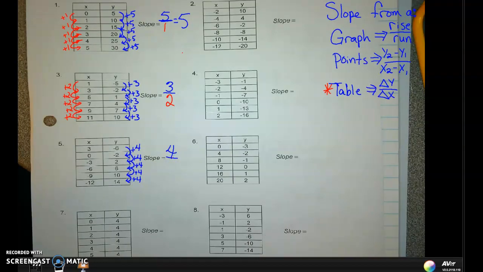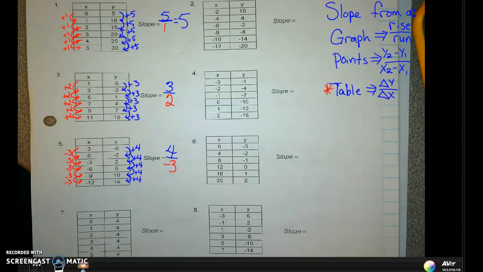Now looking at change in x. To go from 3 to 0 is minus 3. 0 to negative 3 is minus 3. Negative 3 to negative 6 is minus 3. Negative 6 to negative 9 is minus 3. Negative 9 to negative 12 is also minus 3. So our change in x is minus 3. So the slope is 4 over negative 3.